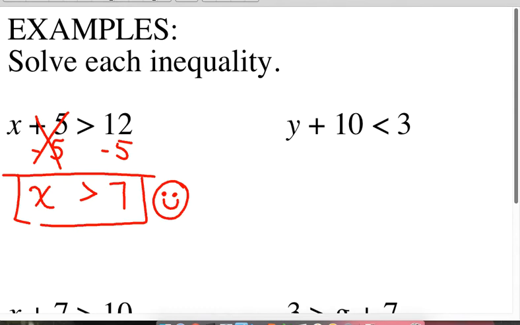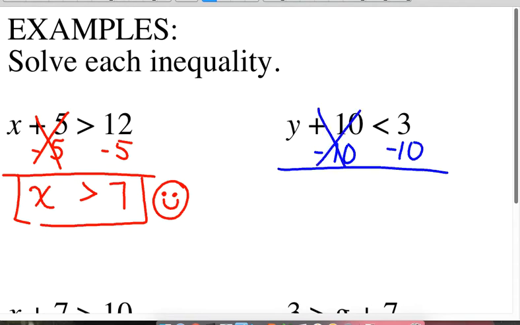It says, y plus 10 is less than 3. I look at y, he's grumpy, he doesn't like that plus 10 on his side of the inequality, so we do the opposite of adding 10 and we subtract 10. Minus 10, minus 10, I like the line, I like the canceling. I've got y, I've got less than, and 3 minus 10, don't you dare tell me 7.